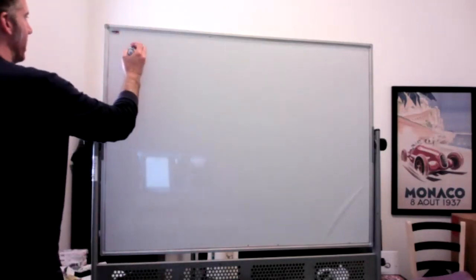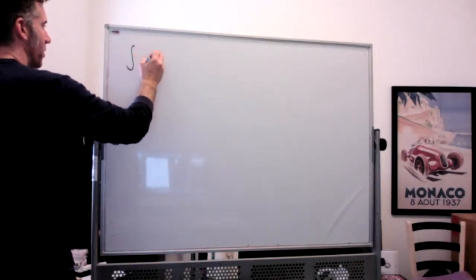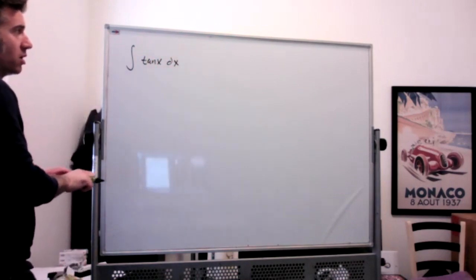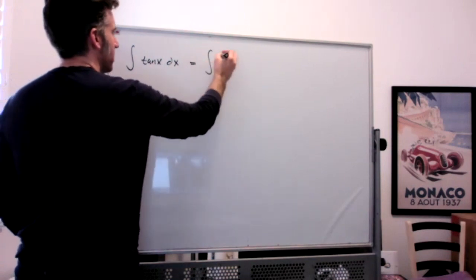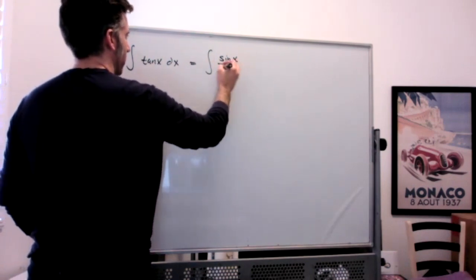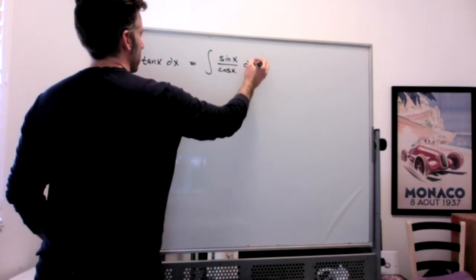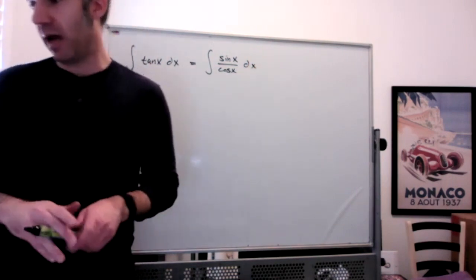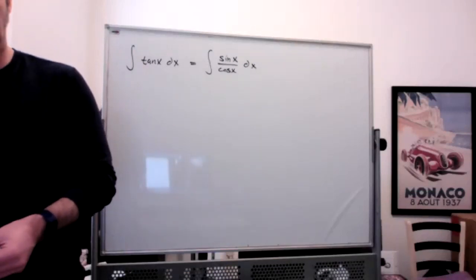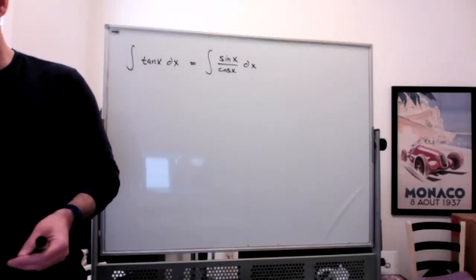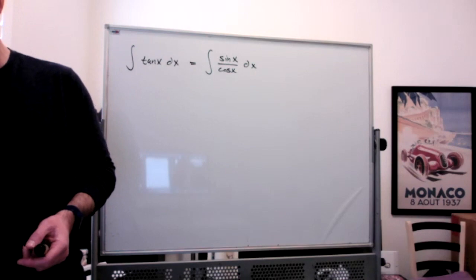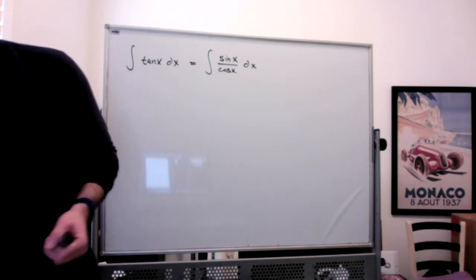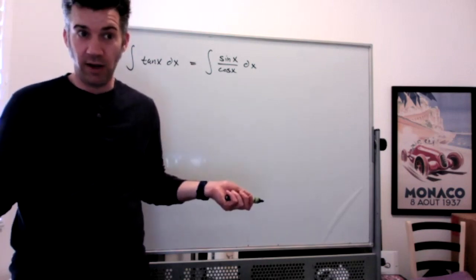Okay, so I want to find the antiderivative, also known as the indefinite integral, of tangent of x. The first step is to write this as the integral of sine of x over cosine of x. And then we're going to do a u substitution. Now, what should I choose for u here? Should I choose u equal to sine of x, or u equal to cosine of x? It might seem like both choices are perfectly fine.